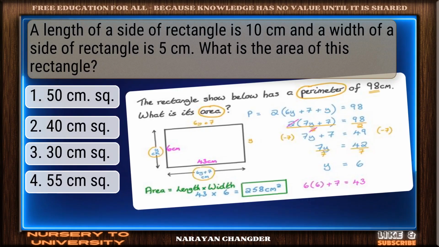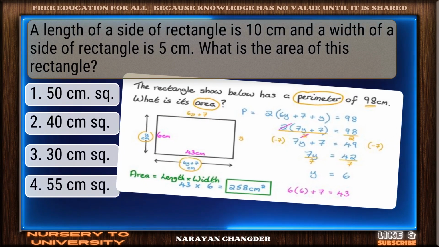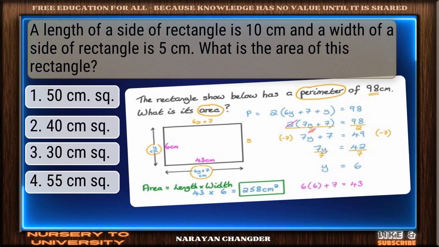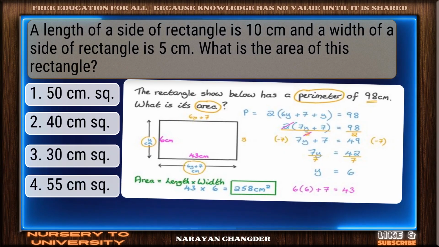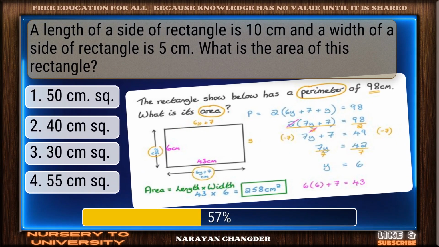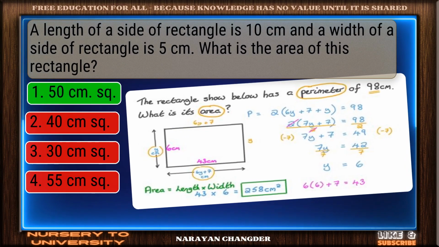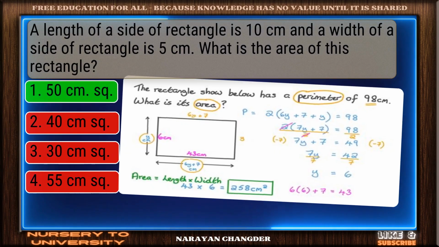A length of a side of rectangle is 10 cm and a width of a side of rectangle is 5 cm. What is the area of this rectangle? Great thinking. 50 cm is the right choice.